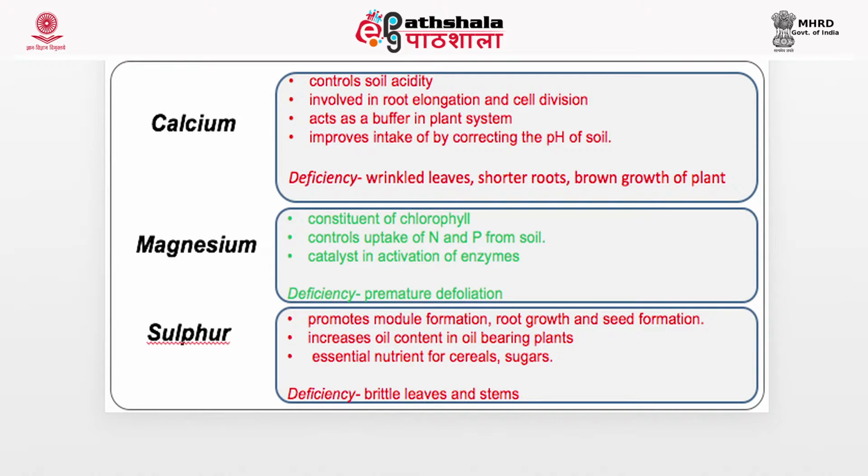Sulfur, which is another macronutrient, promotes nodule formation, root growth and seed formation. It increases oil content in oil-bearing plants. It is an essential nutrient for cereals and sugars. Its deficiency will lead to brittle leaves and stems in plants.